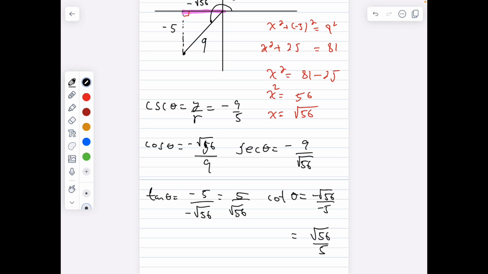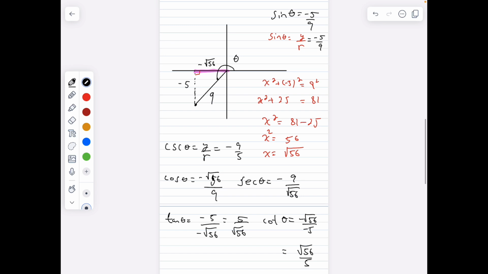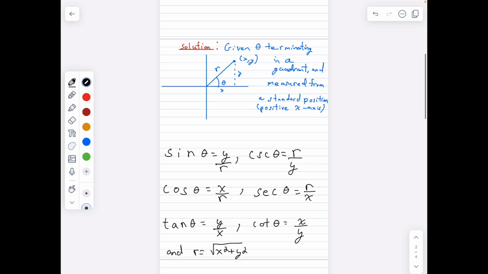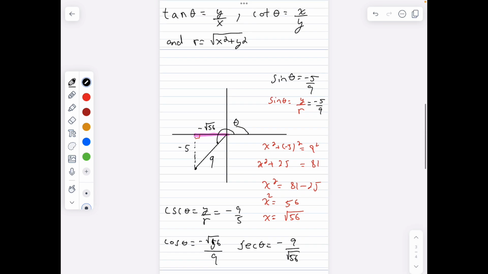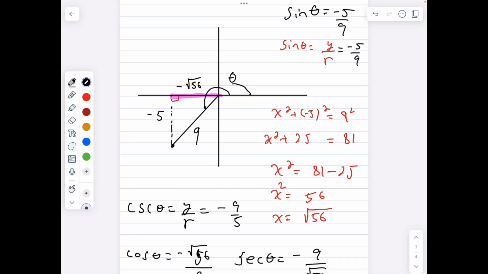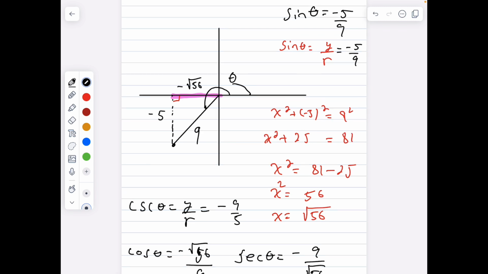Okay, so we found all 6 of these ratios. Again, what you want to do here, first of all, is given the angle in the quadrant, draw that angle. You're always starting from the standard position, from the positive x-axis. You draw it, and then you draw the values that are given. In this case, we had y and r involved because sine is y over r, so we drew what y could be and what r could be. And from there, we filled in that gap to find x. Then from there on, you can find the rest of the ratios.